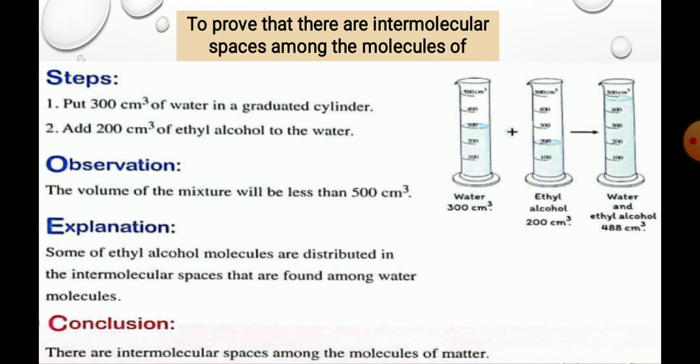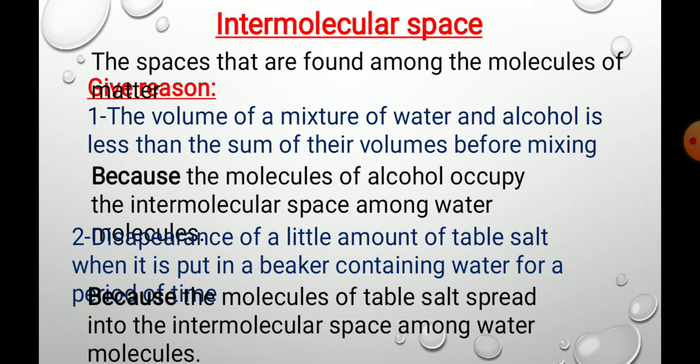Because there is intermolecular space among the molecules of matter. Again, you put 300 cubic centimeters plus 200 cubic centimeters of ethyl alcohol, so the answer should be 500, but here the volume of the mixture will be less than 500 cubic centimeters. Because there are intermolecular spaces among the molecules of matter, and this is the conclusion of this experiment. Now, what is the meaning of intermolecular space? The spaces that are found among the molecules of matter.